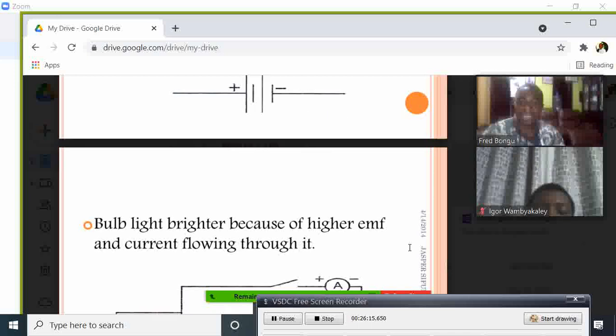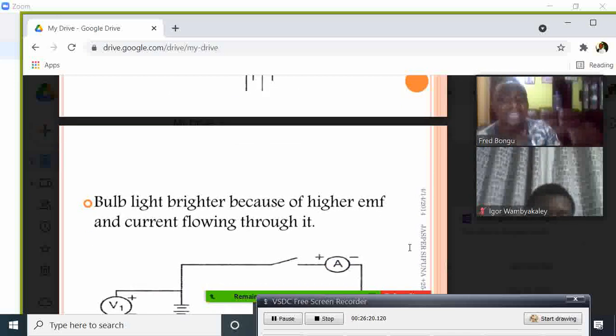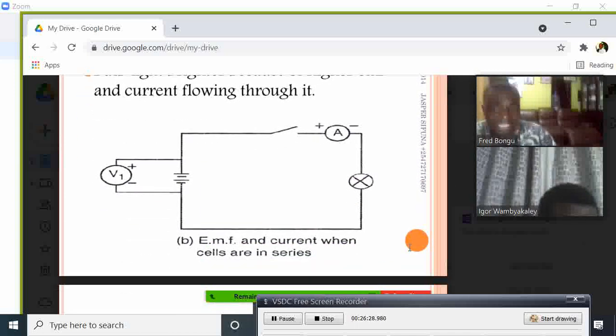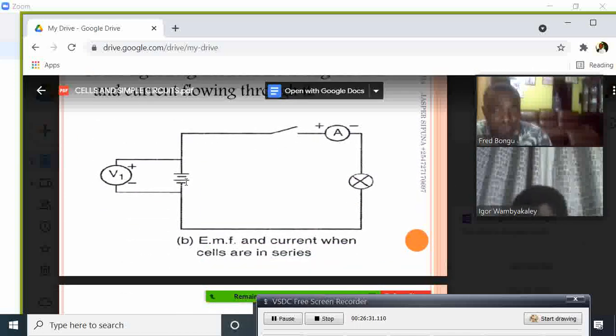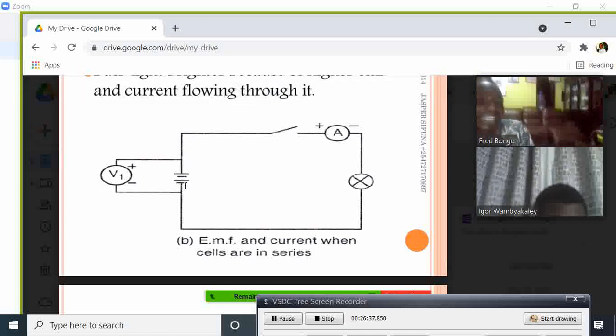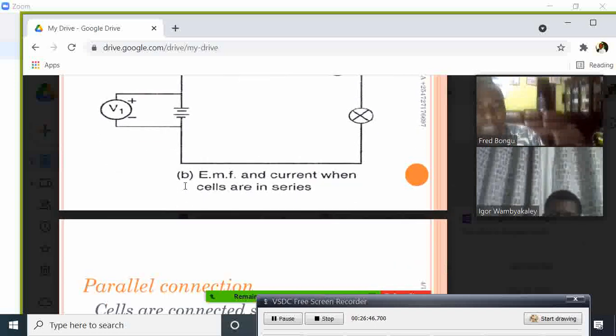Now, when we use this kind of cell connection in series, the bulb is always brighter because more current is flowing. For instance, in this case, we have two cells connected in series. So in this kind of connection, we have more EMF. Therefore, this is the most preferred connection.